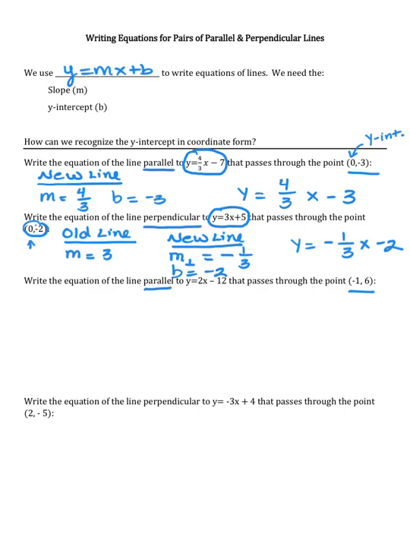All right, so my new line, I need to figure out its slope and its y-intercept. The slope of my new line should be the same as the slope of my old line because they're parallel. My old line has a slope of 2, my new line has a slope of 2, okay? How do I find that y-intercept? Well, I know this new line goes through the point -1, 6.